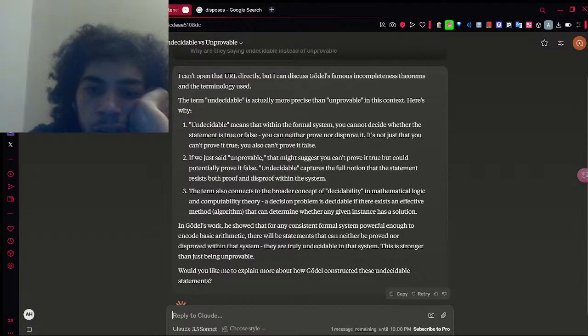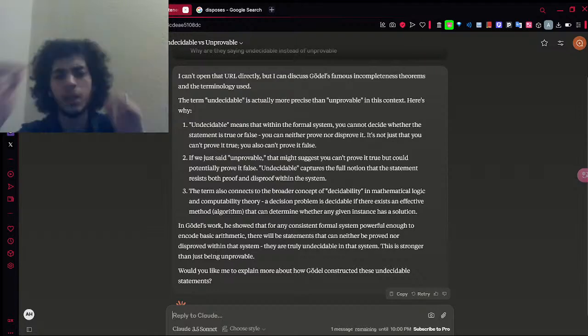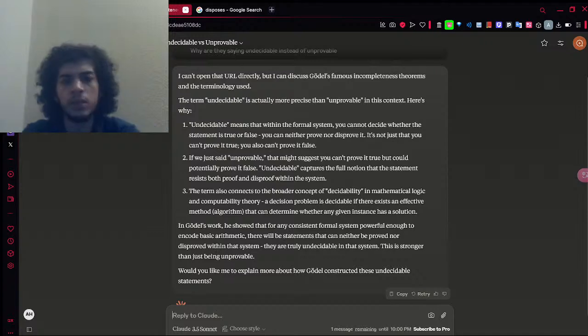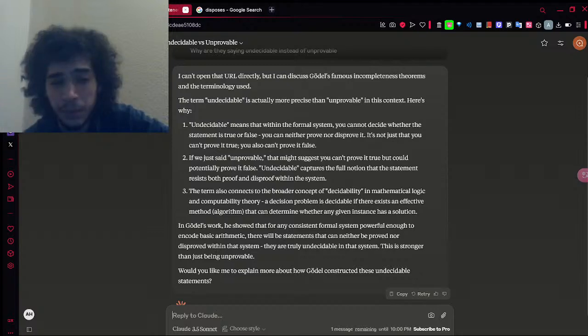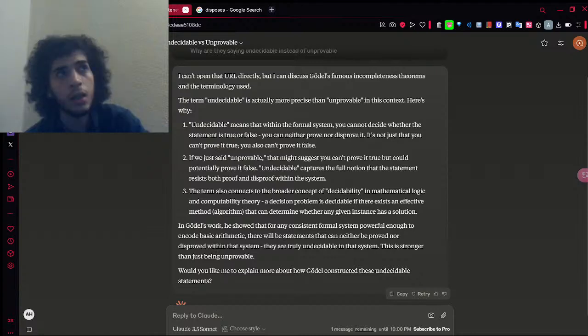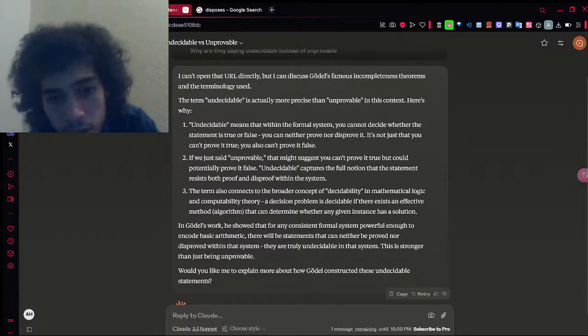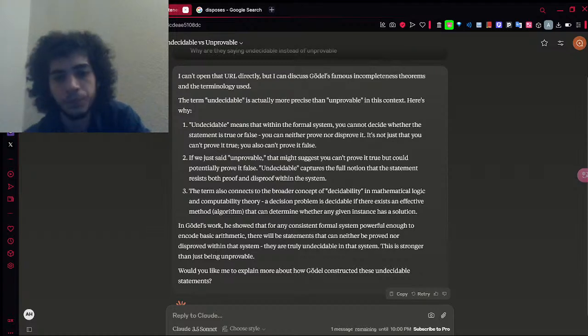A decision problem is decidable if there exists an effective method, an algorithm, that can determine whether any given instance has a solution.